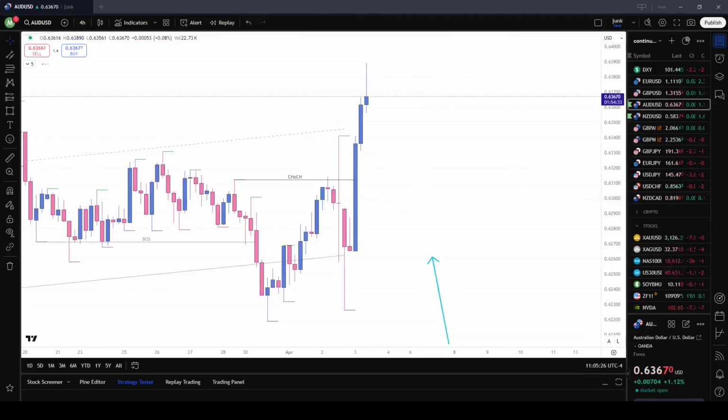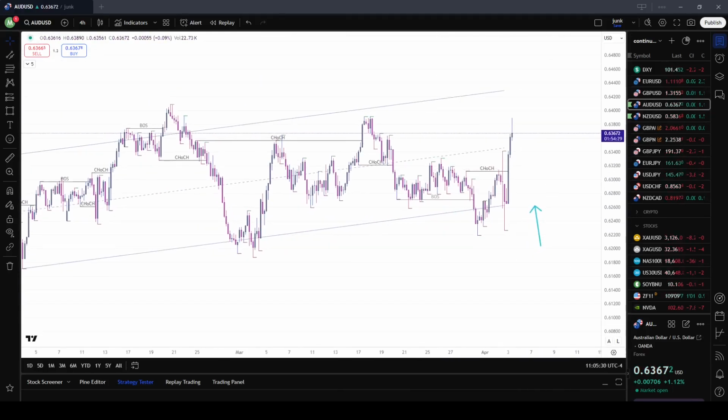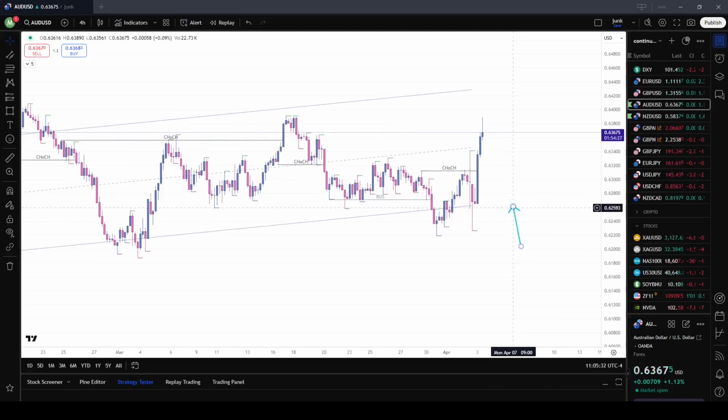AUD USD, Aussie dollar. So prices did react from the bottom of the channel. This is earlier this week, but even yesterday came back down, took some more liquidity from the lows from the bottom of the channel, and then tariff news shot the prices right back up, and ended up being some form of a Wyckoff structure accumulation. Like I was saying yesterday, this could be considered the spring.